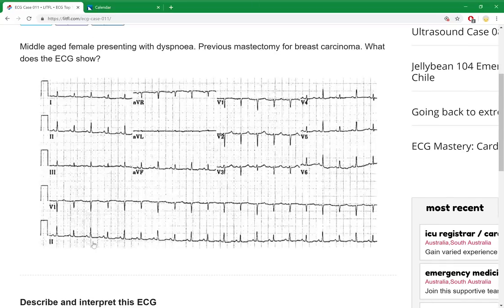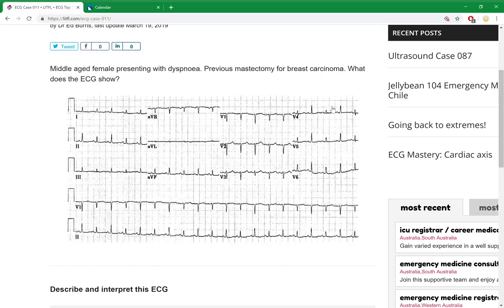All right, so what's the rate? It's kind of hard to calculate. There's one on a thick line: 300, 150, 100. It's between 150 and 100. Let's say 130. So pretty tachycardic, right? Look at the ST segments. All the ST segments look fine. We know that there are P waves before every QRS, and a QRS after every P wave. So this is sinus tachycardia.